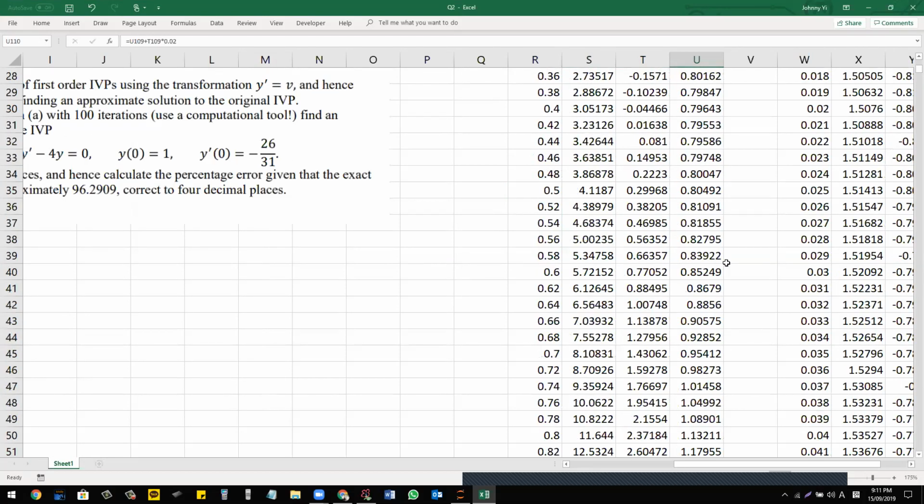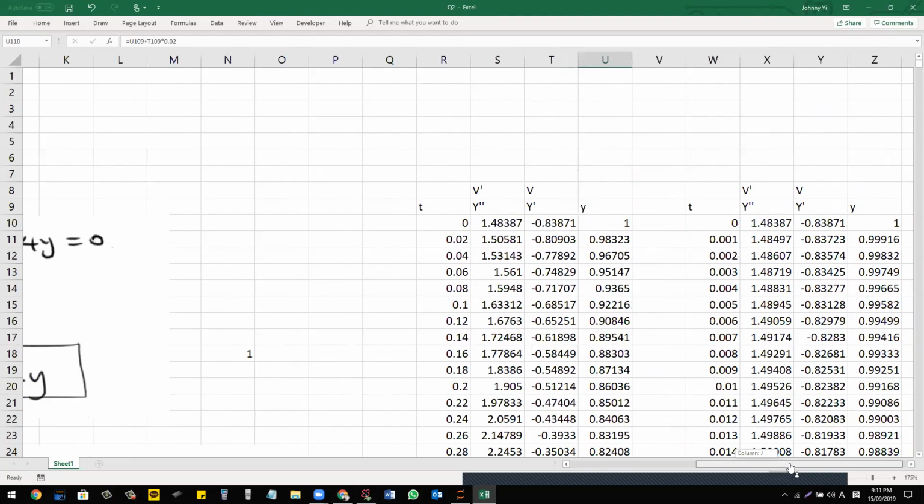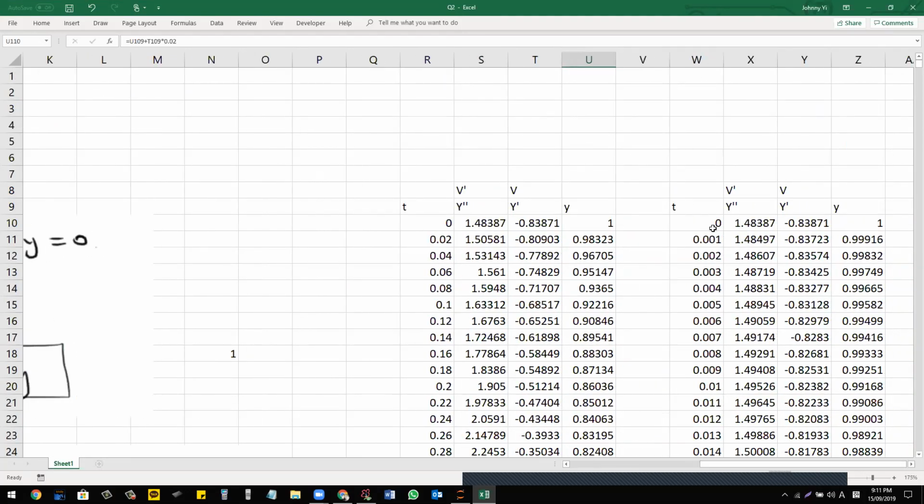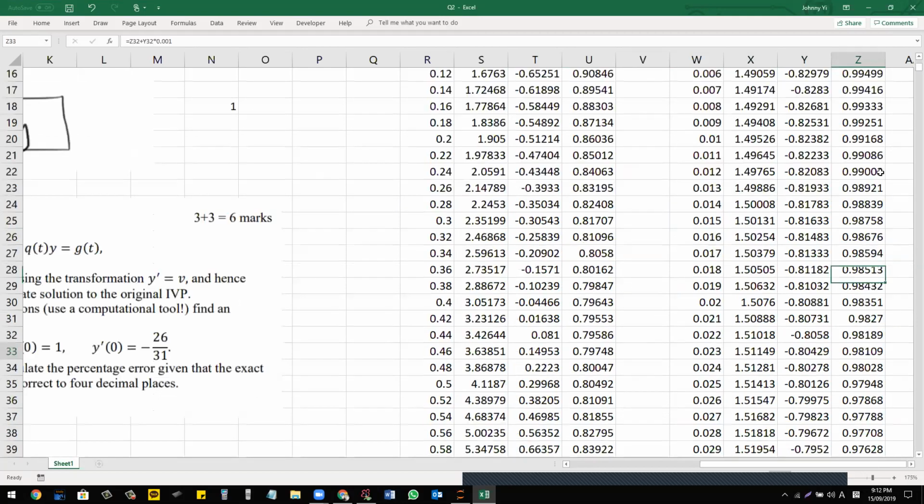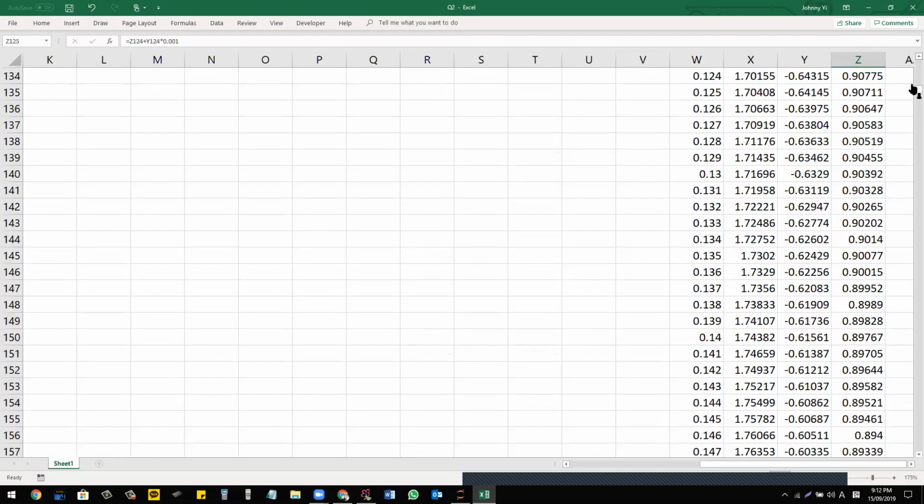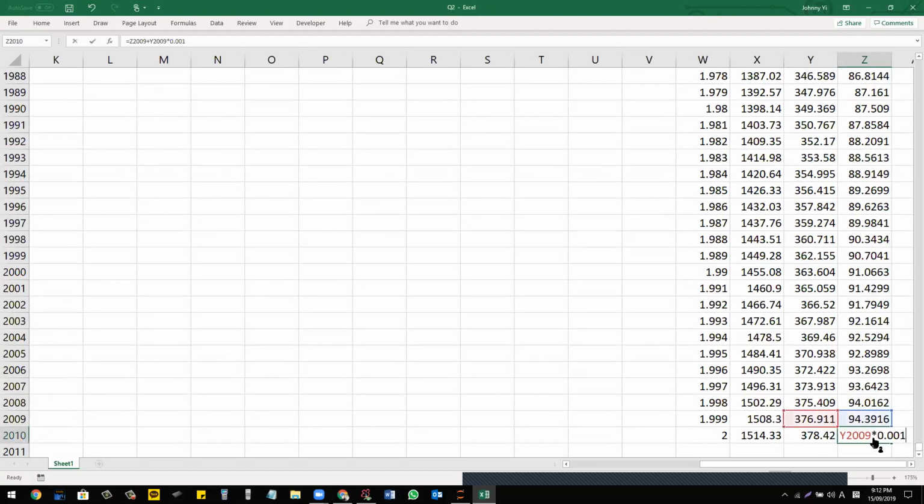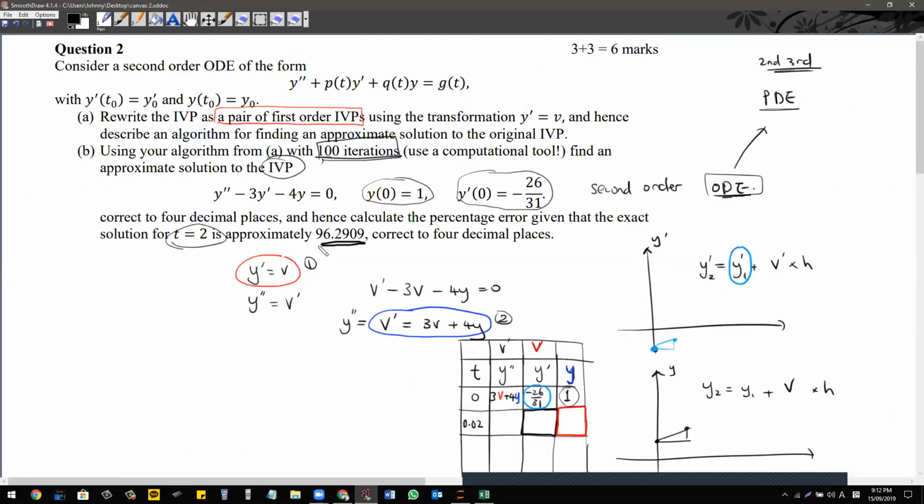Okay. Now, just to make sure this method is correct, I made this 0.01, and I made the step even finer, and figured out what this gives us. And if you scroll all the way down, you can see that it's 94.76, and that's pretty close to the answer they gave. So this is actually 6.2909. Does that make sense to you?